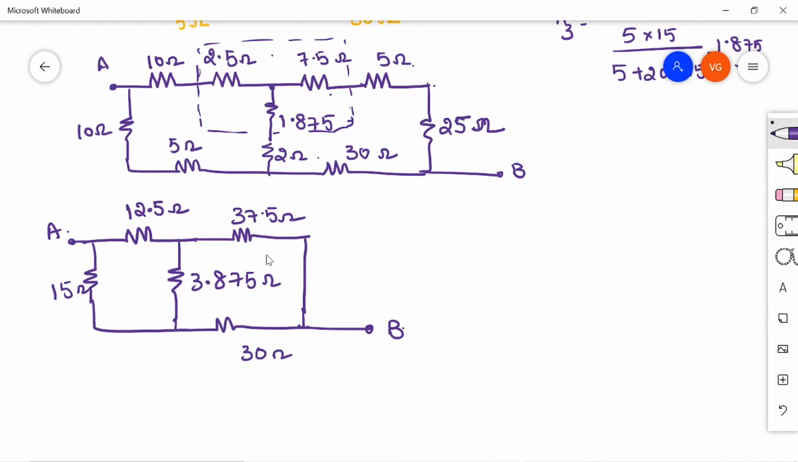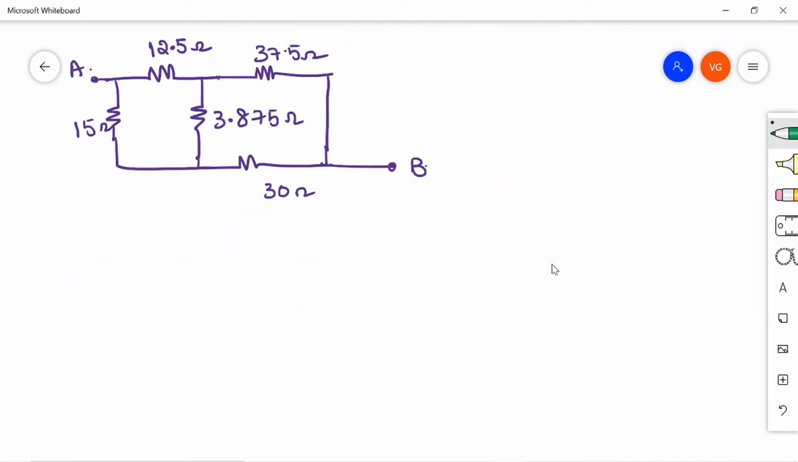So delta to star, or pi to T connection, you can convert. If you convert this pi to T, the circuit you will get will be like this. See here, you will get it like this, right? So let us call these R1 dash, R2 dash and R3 dash. Again you can simplify this.